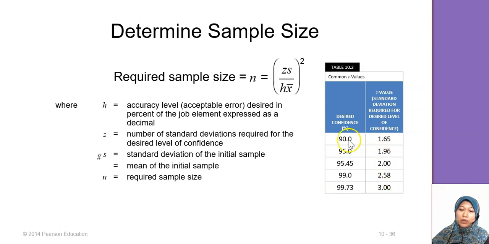It depends. If the question gives you 90%, you're going to use 1.65 for the Z value. The standard deviation is already given, and H is the accuracy level, the acceptable error, usually given in the question, and X bar is the observed average time. You use this formula when you have only one element or one task, but you have many observations.